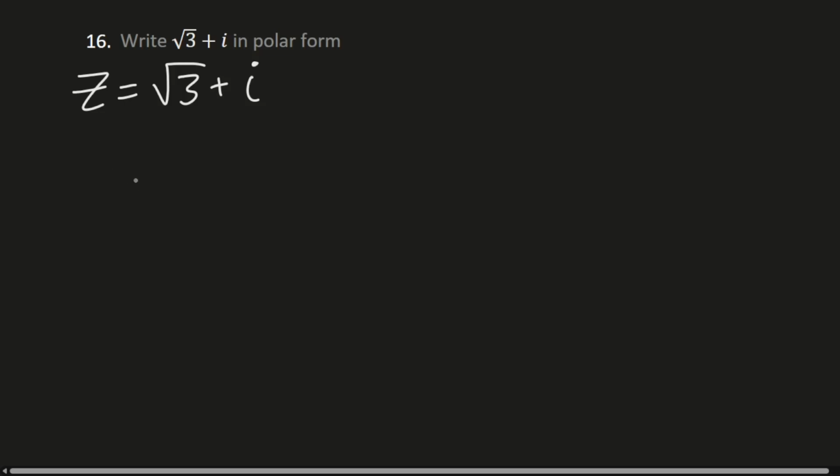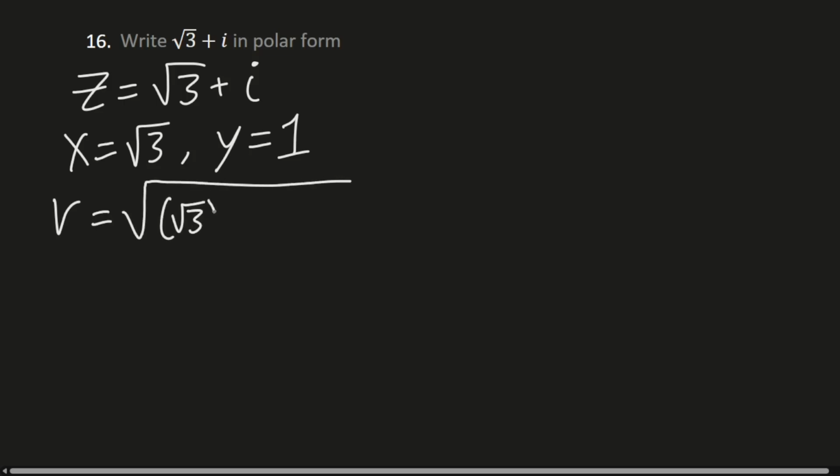And x is equal to the square root of 3. And y is equal to 1. So r is equal to the square root of, in parentheses, square root of 3 to the power of 2 plus 1 to the power of 2, which is equal to the square root of 3 plus 1, which is equal to the square root of 4, which is 2.